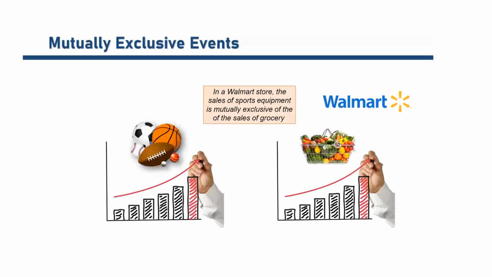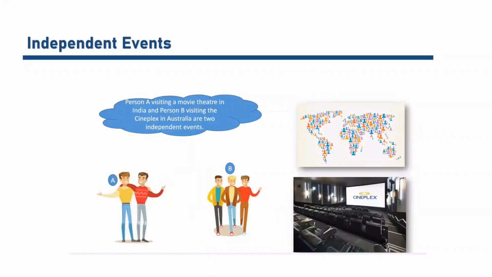Now, to explain what is a mutually exclusive event, say, for example, in a Walmart store, the sale of your sports equipment is very exclusive to the sales of grocery. So there is no relation between the sales of the sports section and the sales of the grocery section, right? So these are very mutually exclusive, not dependent on each other. Next is the independent event. Say, for example, person A visiting a movie theater in India and person B visiting the Cineplex in Australia are two independent events. Okay, so they are not at all dependent on each other.